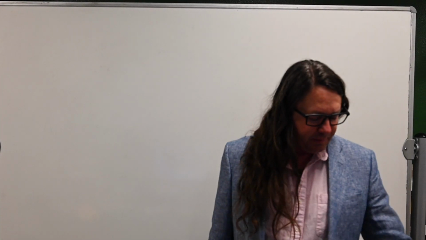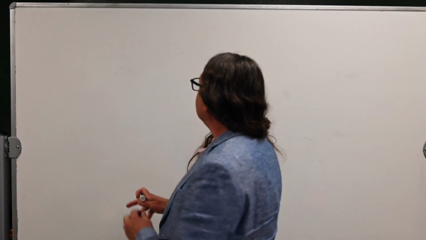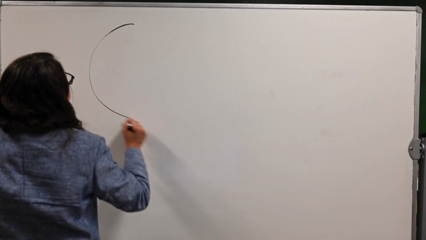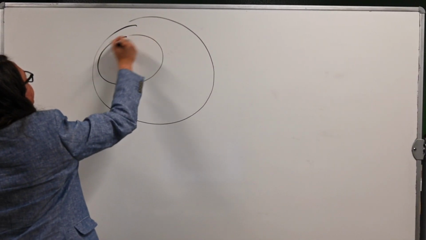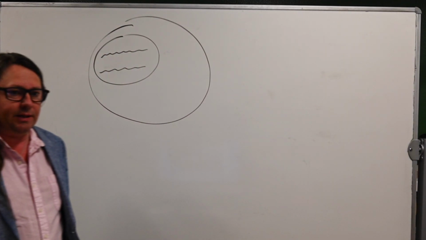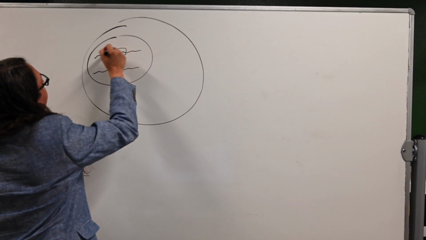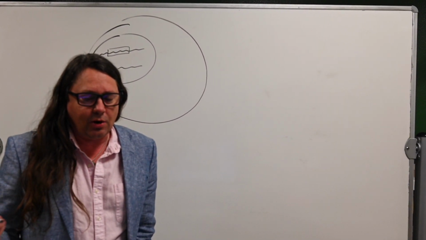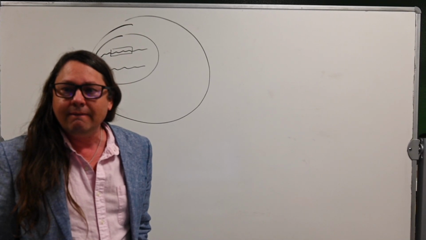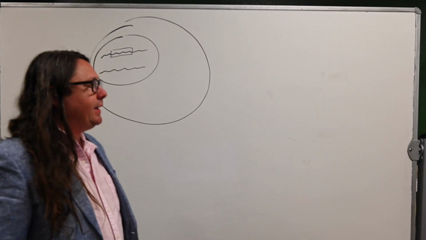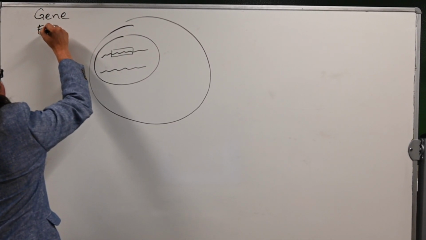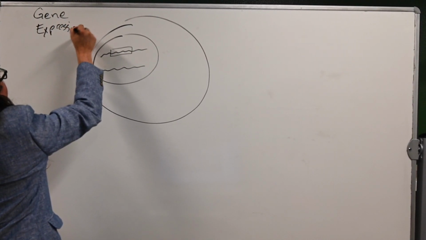Okay, so let's start from the beginning. So we have our cell here, and we've got our nucleus, we've got our chromosomes, a couple of chromosomes in this nucleus. And we have a gene, and this gene that we're interested in is going to be turned on. So what do we call it when we say a gene has been turned on? What's a more correct term? Express. Gene expression. Right, gene expression. So we're talking about gene expression here.